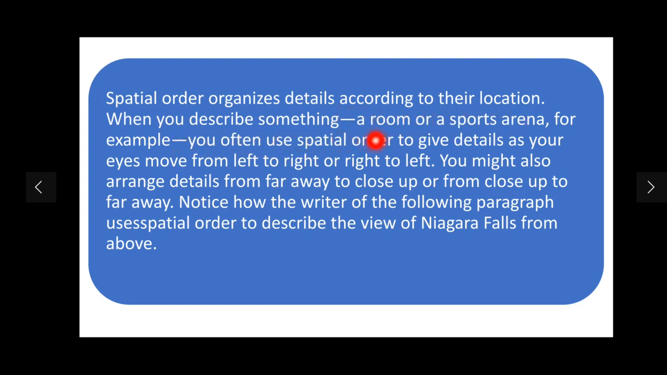So then, spatial order organizes details according to their location. When you describe something, a room or a sports arena, for example, you often use spatial order to give details as your eyes move from left to right or right to left. You can make a description from right to left or left to right and from top to bottom or from bottom to top, whichever you like. You might also arrange details from far away to close up or often close up to far away. Notice how the writer of the following paragraph uses spatial order to describe the view of Niagara Falls from above.